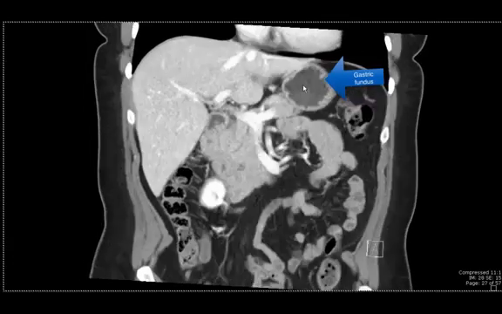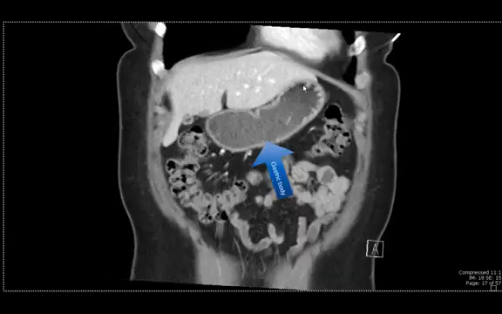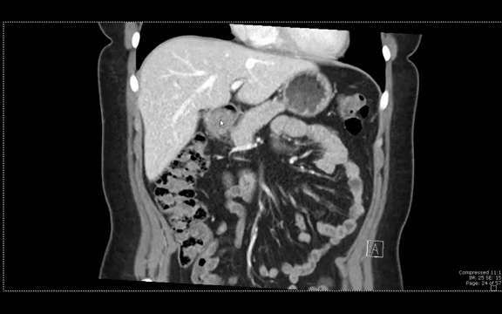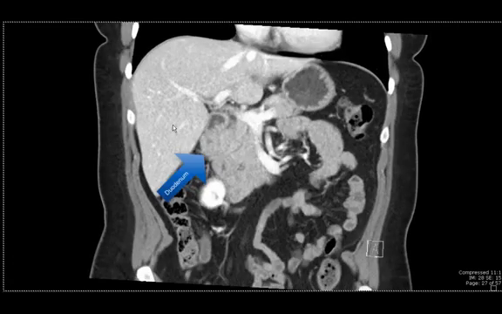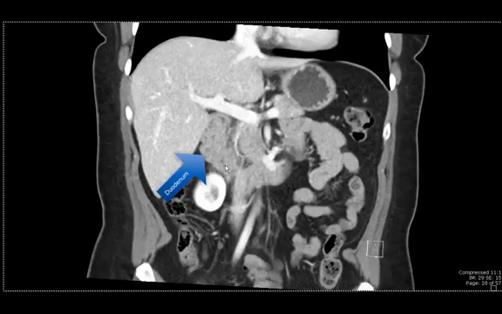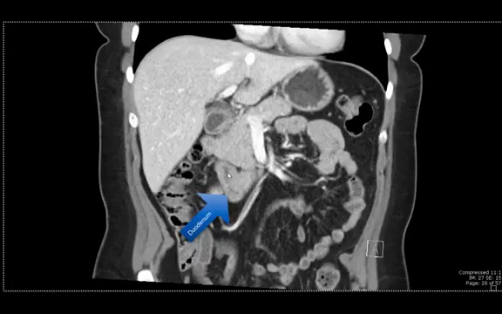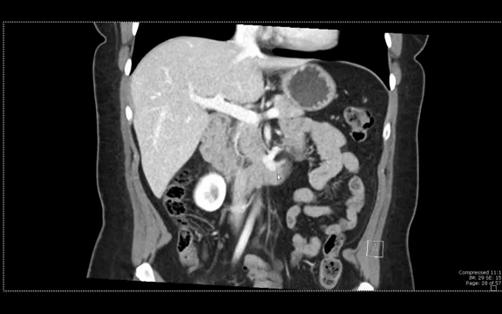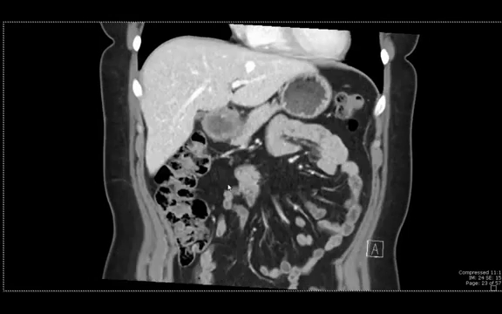As we scroll more anteriorly, you're going to get to the gastric body over here, the gastric antrum over here, the gastric pylorus, and that meets up with the duodenum, which runs downwards and goes across the midline over here to form the jejunum, starting just as it crosses the midline. We can also see some of the large bowel in this image.